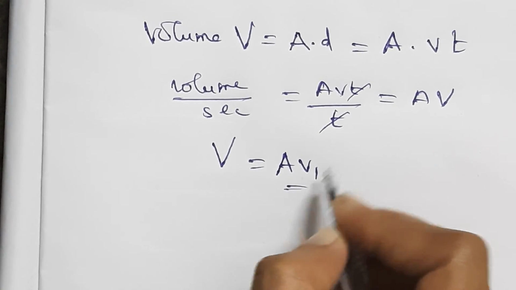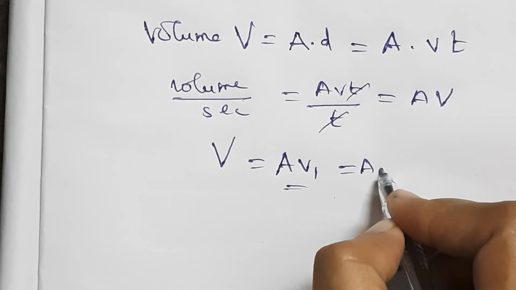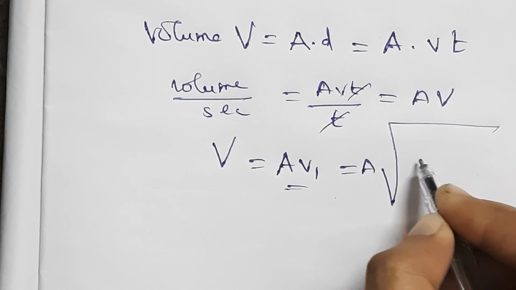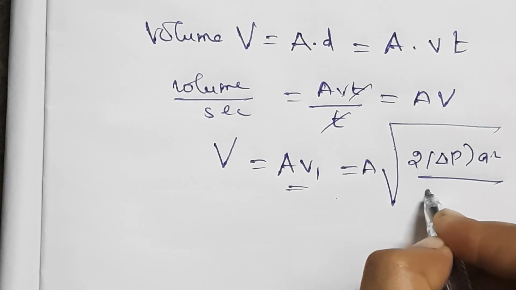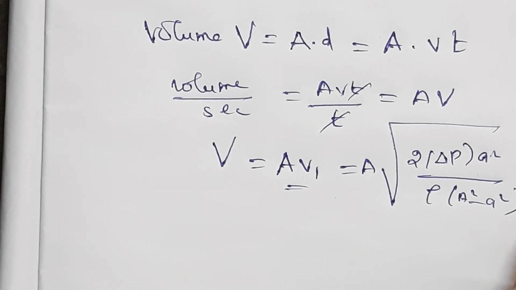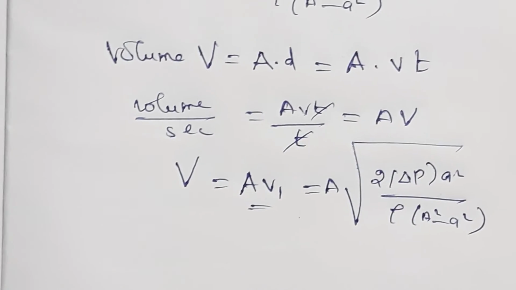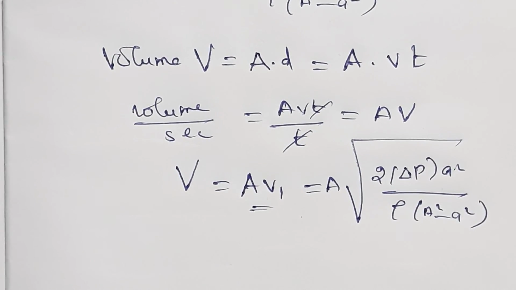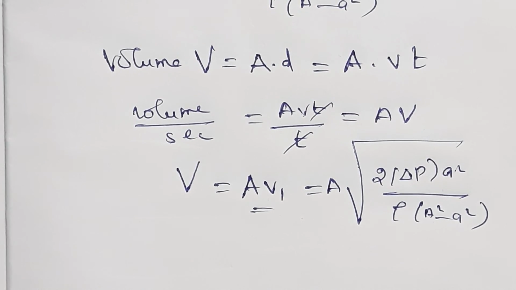Here V1 is the velocity at the section A. So we can have A into, what is V1? Root of 2 into delta P a square divided by rho into A square minus a square. So this is about Venturi meter. So Venturi meter is used to find the speed of flow of liquid.